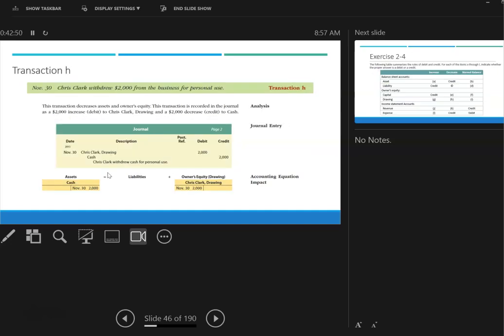Chris Clark withdrew $2,000 from the business for personal use. The drawing account is debited. The cash is credited. Do we still balance? Do you see here, we always show the journal entry. We show the account that is being debited first, and then we indent the credit accounts and put the cash, the credit balances, with the indentation, okay?